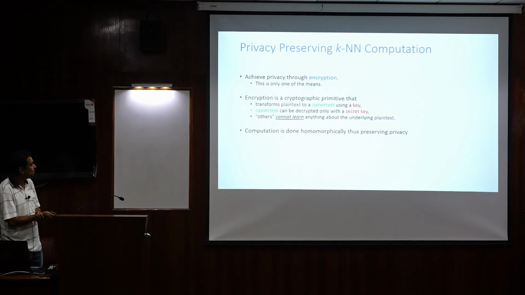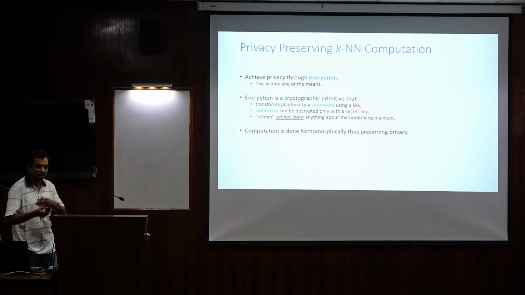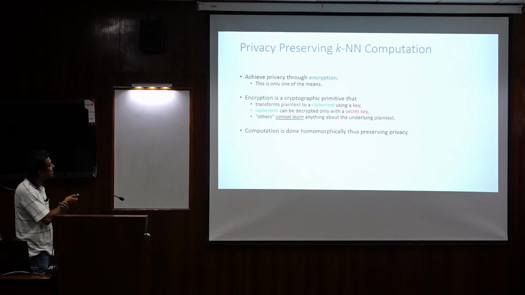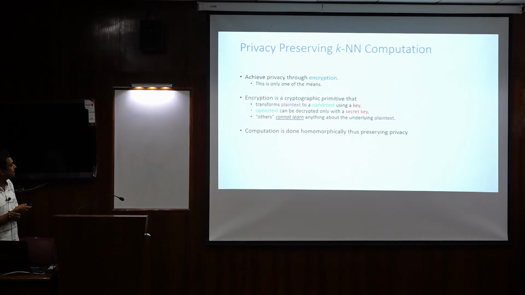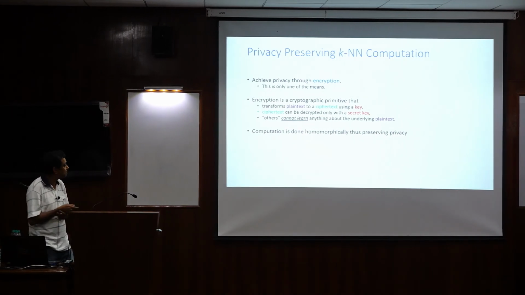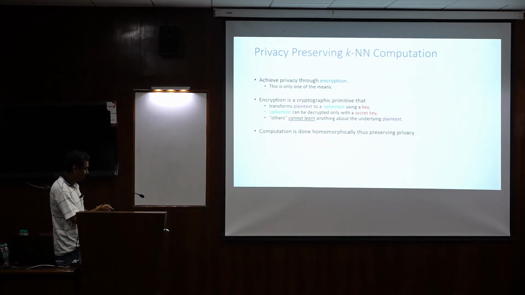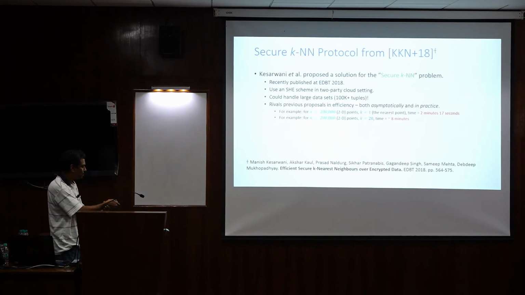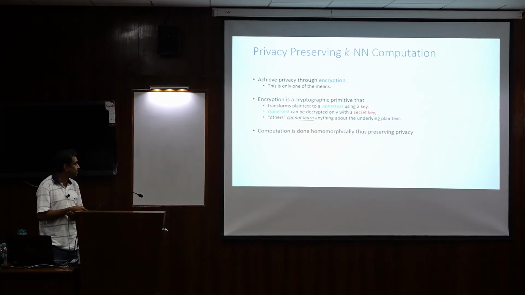Now, one solution was the ML solution that Ajit was mentioning. The other thing is to encrypt the data such that it supports homomorphic operations, and then be able to do computation homomorphically, thus preserving the privacy of the stored data in the cloud.